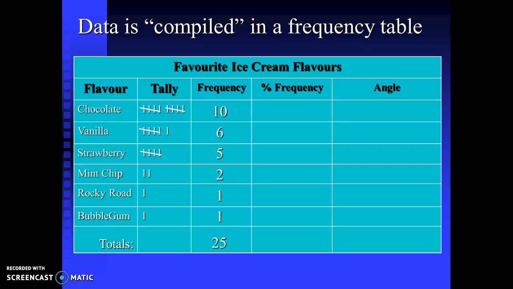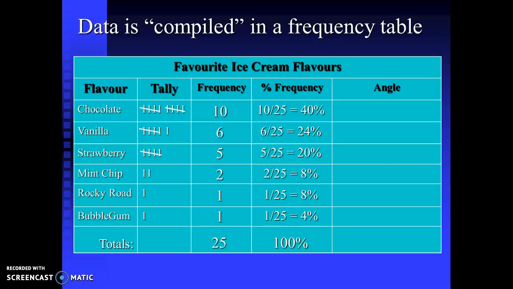Next, we have to calculate the percent frequency. Now, the percent frequency is based on the total. So you have 10 people who like chocolate out of 25 students in all, so that can be converted to 40%. And you would do this likewise for all of the other flavors. Hopefully you remember how to change a fraction to a percentage. And at the bottom of it all, the total had better be 100%. Sometimes when there's rounding involved, you might be off by 0.1.